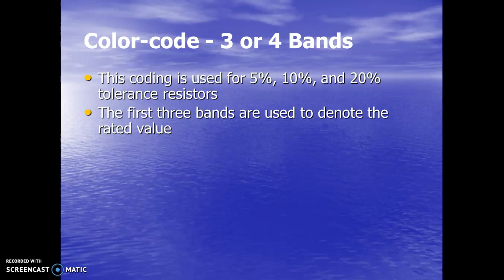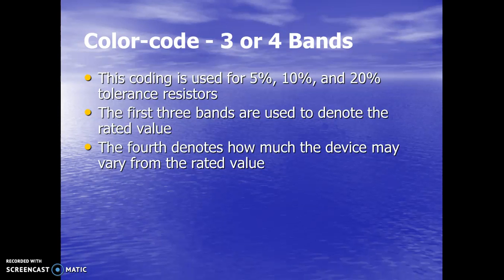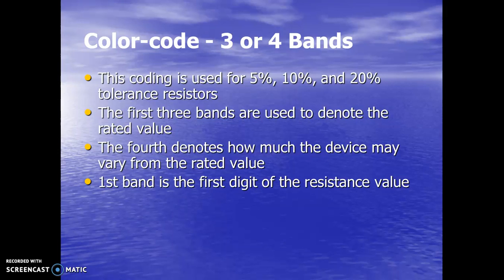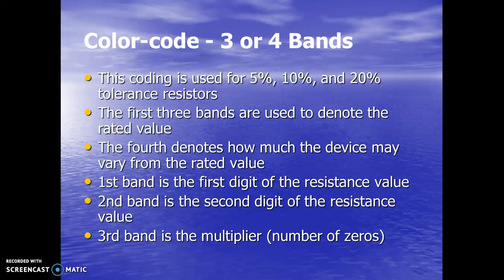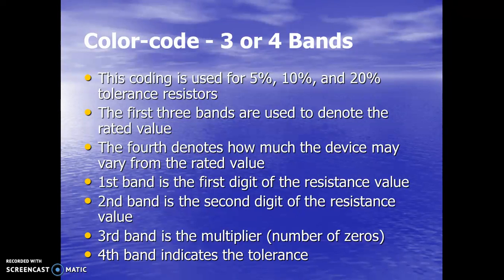And for these ones, the first 3 bands are used to denote the rated value. The 4th band gives us the tolerance, how much the device may vary from the rated value. Now, when we go to interpret them, the first band is the first digit of the resistance value, the second band is the second digit, and the third band is something different. It's actually a multiplier, a number of zeros after those first 2 digits. We'll illustrate this more in a second. The 4th band, set off on its own, indicates the tolerance. So how accurate that number can be expected to be.